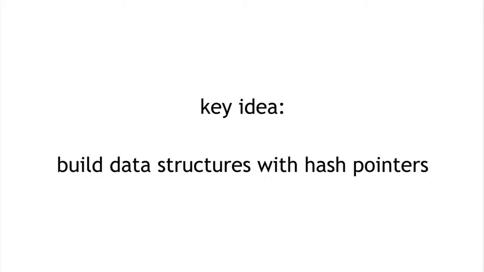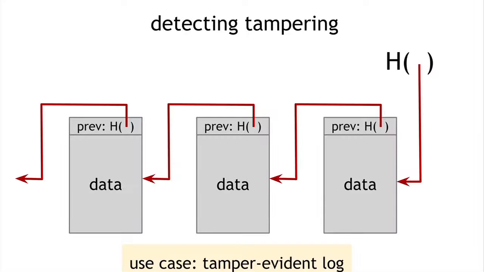And we can take hash pointers and use them to build all kinds of data structures. A key idea here: take any data structure, a linked list, a binary search tree, or something like that, and implement it with hash pointers instead of pointers as we normally would. For example, here's a linked list that we've built with hash pointers. And this is a data structure that we're going to call a blockchain.